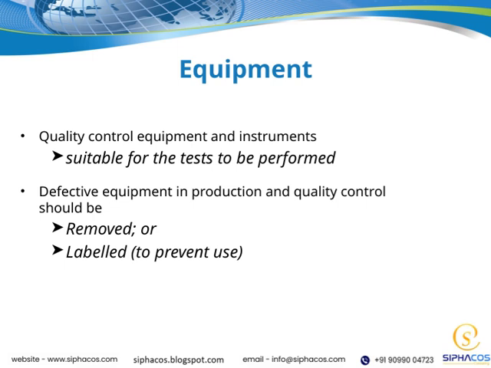Additionally, it's important to recognize that defective equipment must be addressed promptly. If equipment is found to be faulty or not functioning correctly, it should either be removed from the production line or clearly labeled to prevent accidental use. This step is vital in avoiding compromised test results and ensuring that only reliable tools are used in our quality assessments. In summary, proper selection, maintenance, and management of our testing equipment are fundamental components of an effective quality control system. They help us catch issues early and maintain the high standards our customers expect.